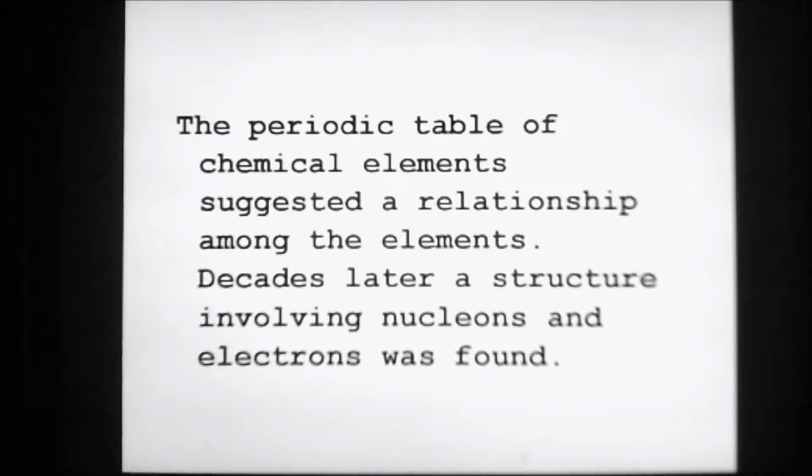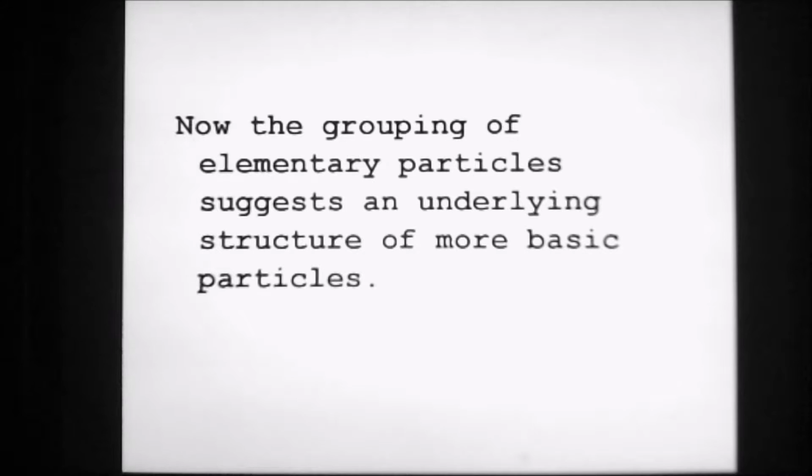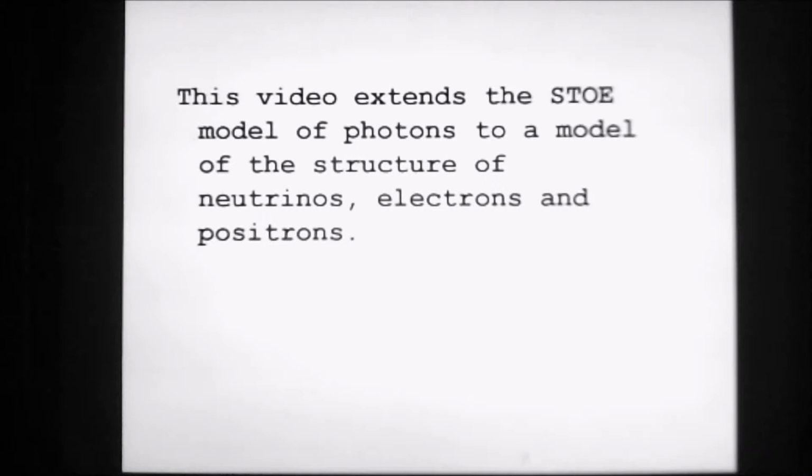The periodic table of chemical elements suggested a relationship among the elements. Decades later, a structure involving nucleons and electrons was found. Now the grouping of elementary particles suggests an underlying structure of more basic particles. This video extends the STOE model of photons to a model of the structure of neutrinos, electrons, and positrons.